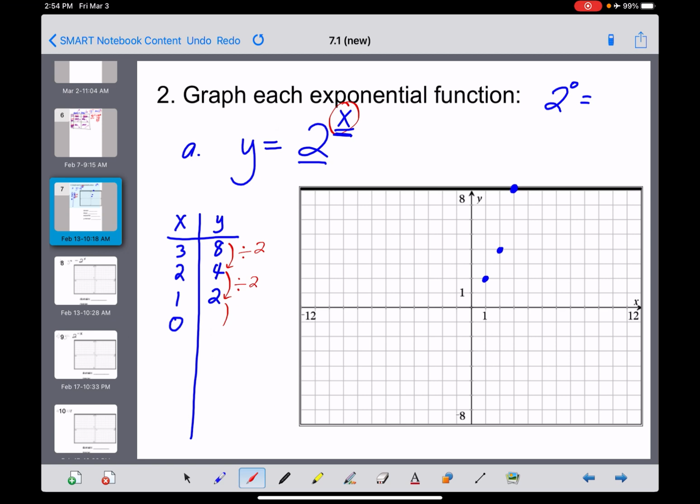So if I'm not sure what 2 to the 0 power is, I just keep dividing by 2. And 2 divided by 2 is 1. So that's something that people get wrong a lot early on in chapter 7. A lot of people think that a number raised to the 0 power is 0. That's incorrect. Any number raised to the 0 power is 1. So that gets us the ordered pair 0, 1, and this is where we stand right here.